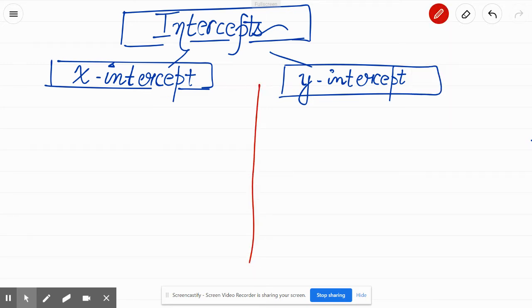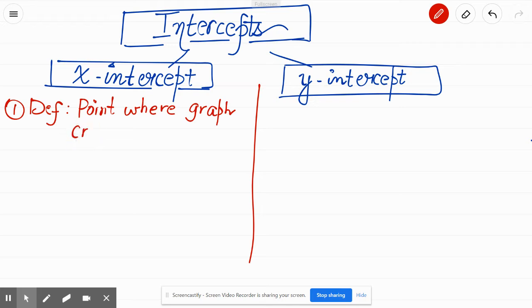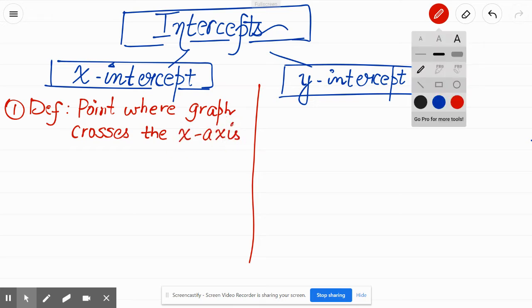Now, the basic common definition of X-intercept is the point where the graph crosses the x-axis. So let us write that down. Point where the graph crosses the x-axis. So how does it look graphically?